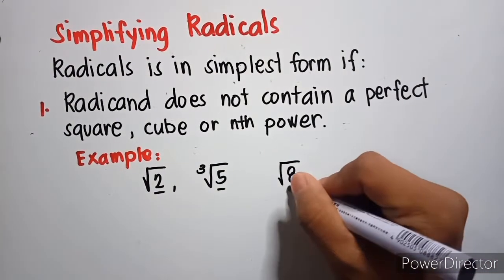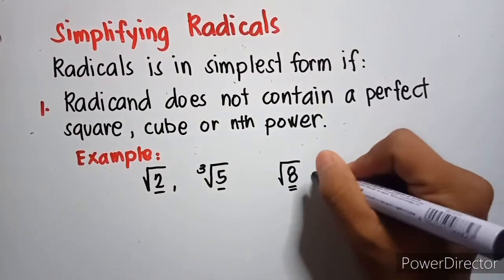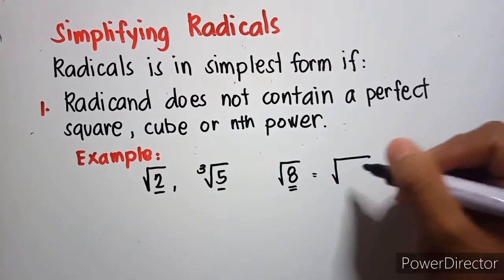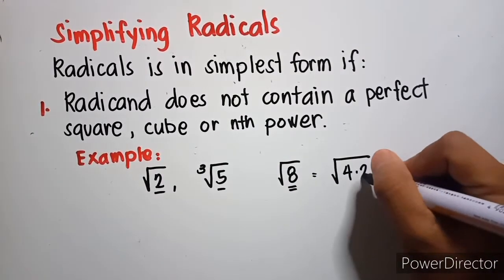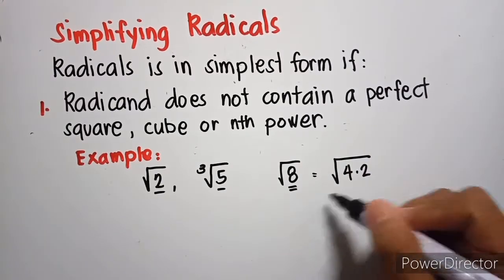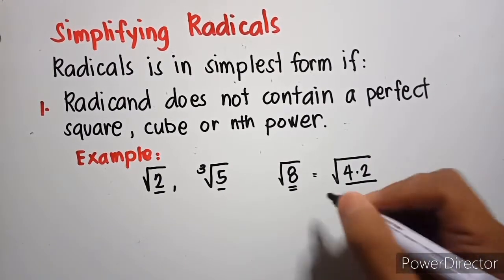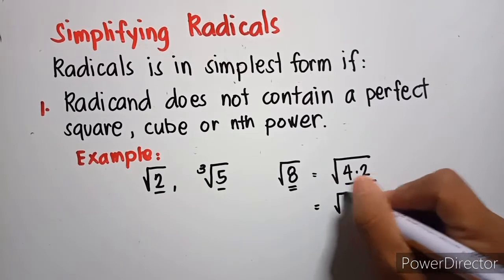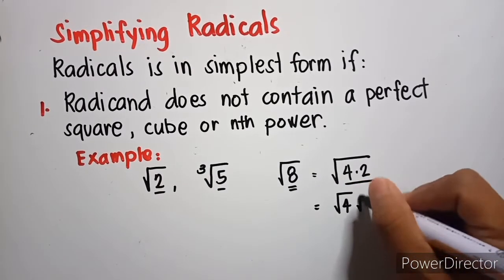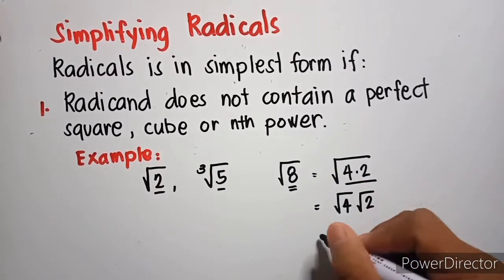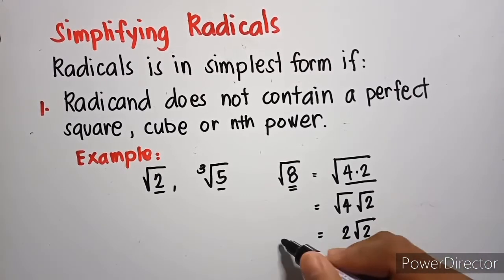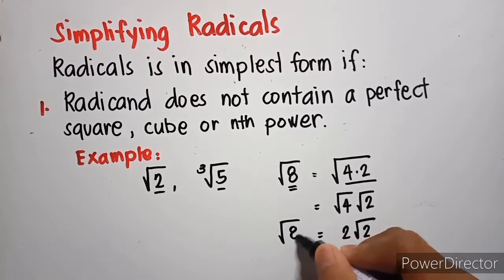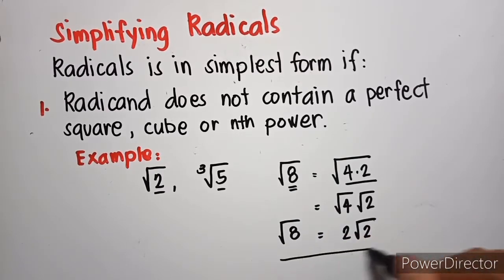So, ang square root of 8 is not in simplified form. Bakit? Kasi yung 8, yung ating radicand, meron siyang factor na perfect square which is 4 and 2. So, yung square root of 8 ay pwedeng square root of 4 times 2. Then, simplifying this will become square root of 4 times square root of 2. Kaya siya ay 2 square root of 2. So, meaning, yung square root of 8 is not in simplified form kasi this can be written as 2 square root of 2.